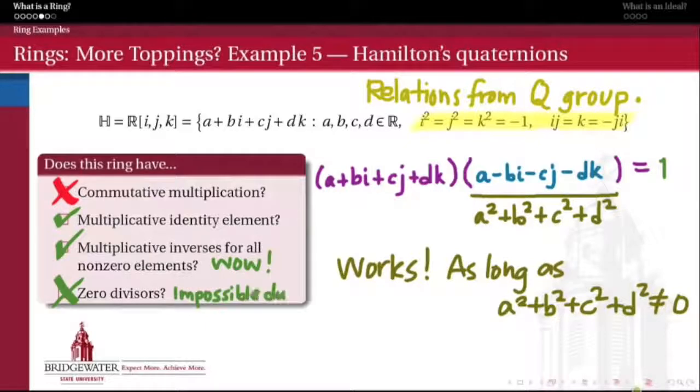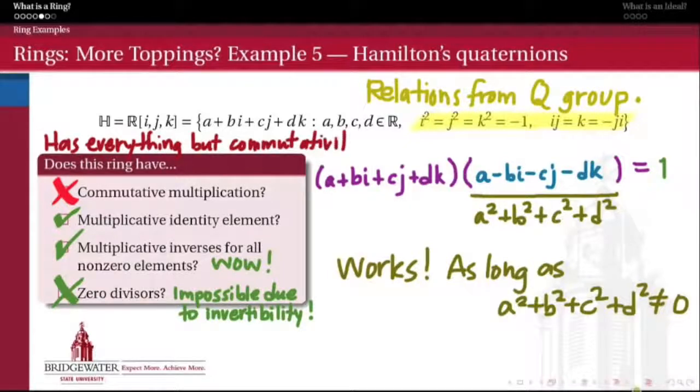That also completely precludes the possibility of having any zero divisors. It's not too difficult to show that a multiplicatively invertible element of a ring cannot be a zero divisor. So since everything that's not 0 is invertible, that means that everything that's not 0 is also not a zero divisor in this ring. So this is an example of a ring that has absolutely every property that we like, but it doesn't have commutativity. So we can have a ring that does everything except commute, which is kind of interesting.